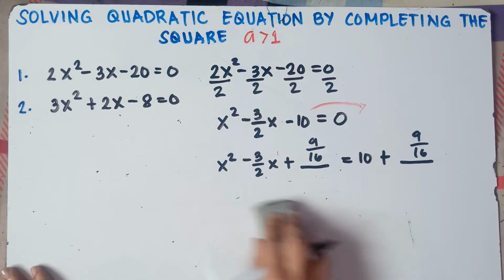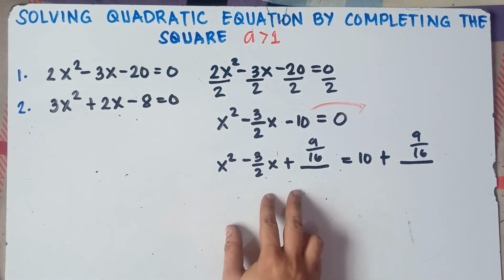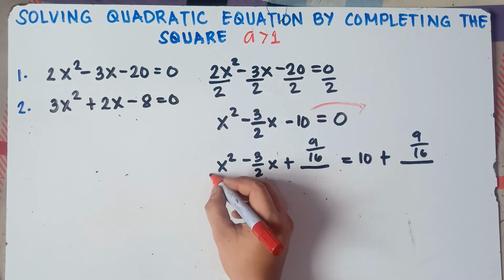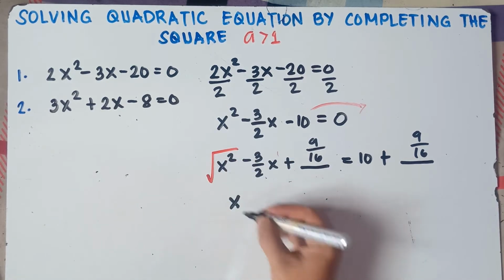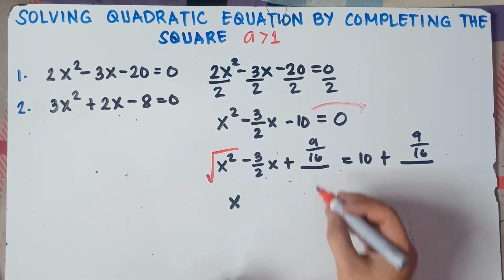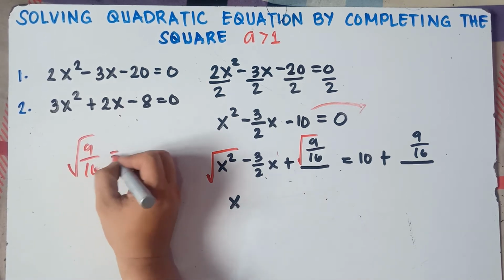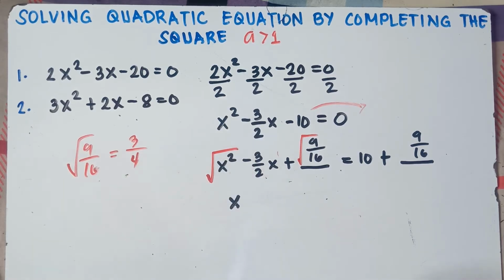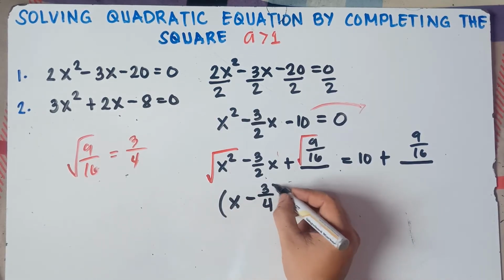Now once again, class, when you answer in completing the square, your answer is a perfect square trinomial which we can make into a square of a binomial by simply getting the square root of the first term. The square root of x squared is x. Then the square root of the last term, the square root of 9 over 16: the square root of 9 is 3, the square root of 16 is 4, so that would be 3 over 4. Then you copy the sign of the middle term, copy the negative sign. You put open and close parentheses, then square.